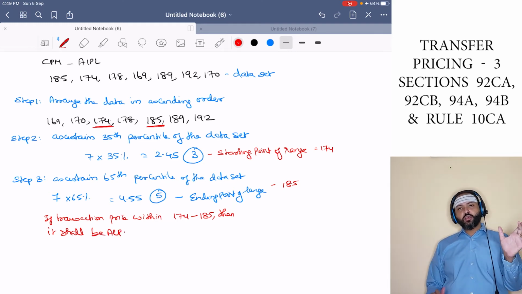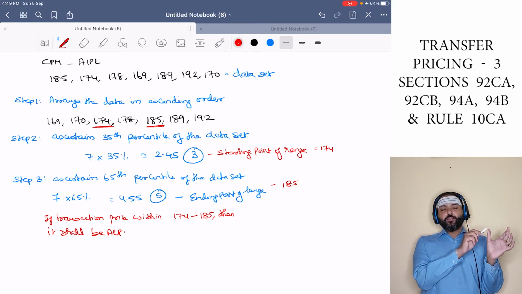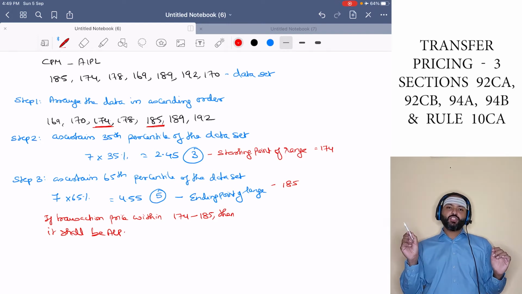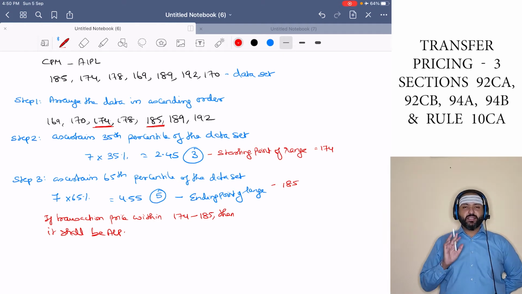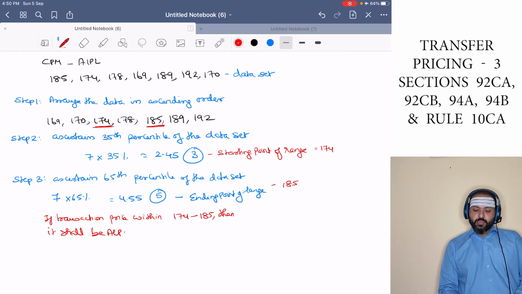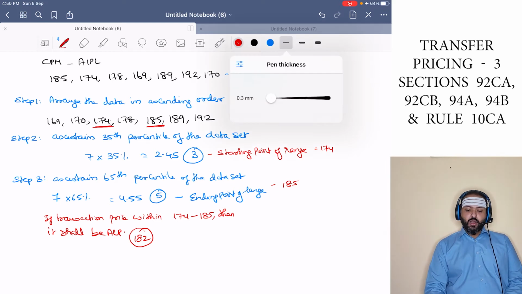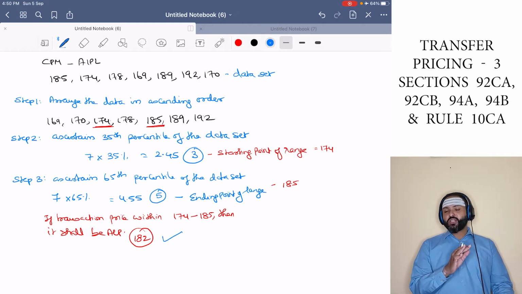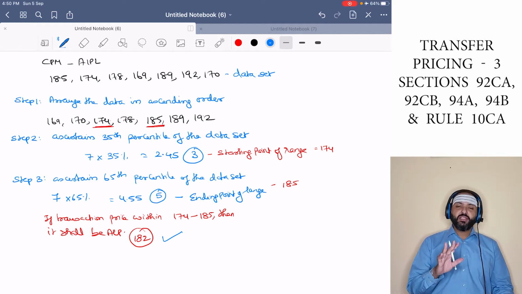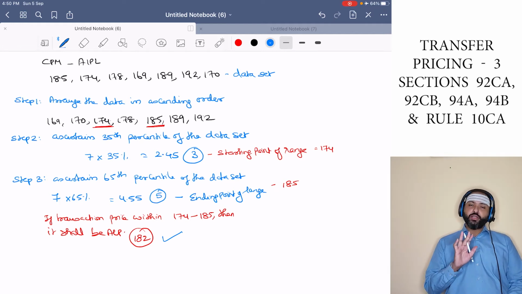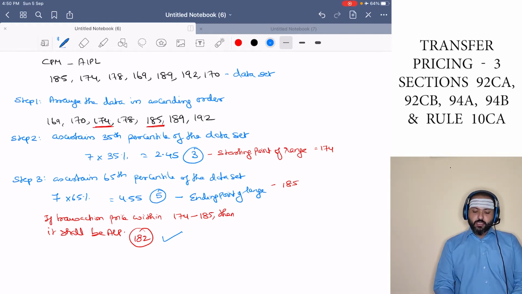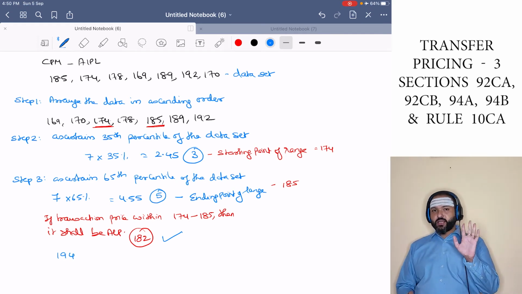So what are we trying to tell? We found out the starting point of the range, we found out the ending point of the range. If the transaction price is anywhere within the range, the transaction price itself will be treated as arm's length price. So whatever transaction price you undertake will be arm's length price. For example, the rate at which AIPL has done the transaction, say, is 182. If it is 182, then yes, you are already at arm's length, because your range is starting from 174 and ending at 185. You are well within the range, so 182 will be the arm's length price. Suppose my actual transaction price is 194.